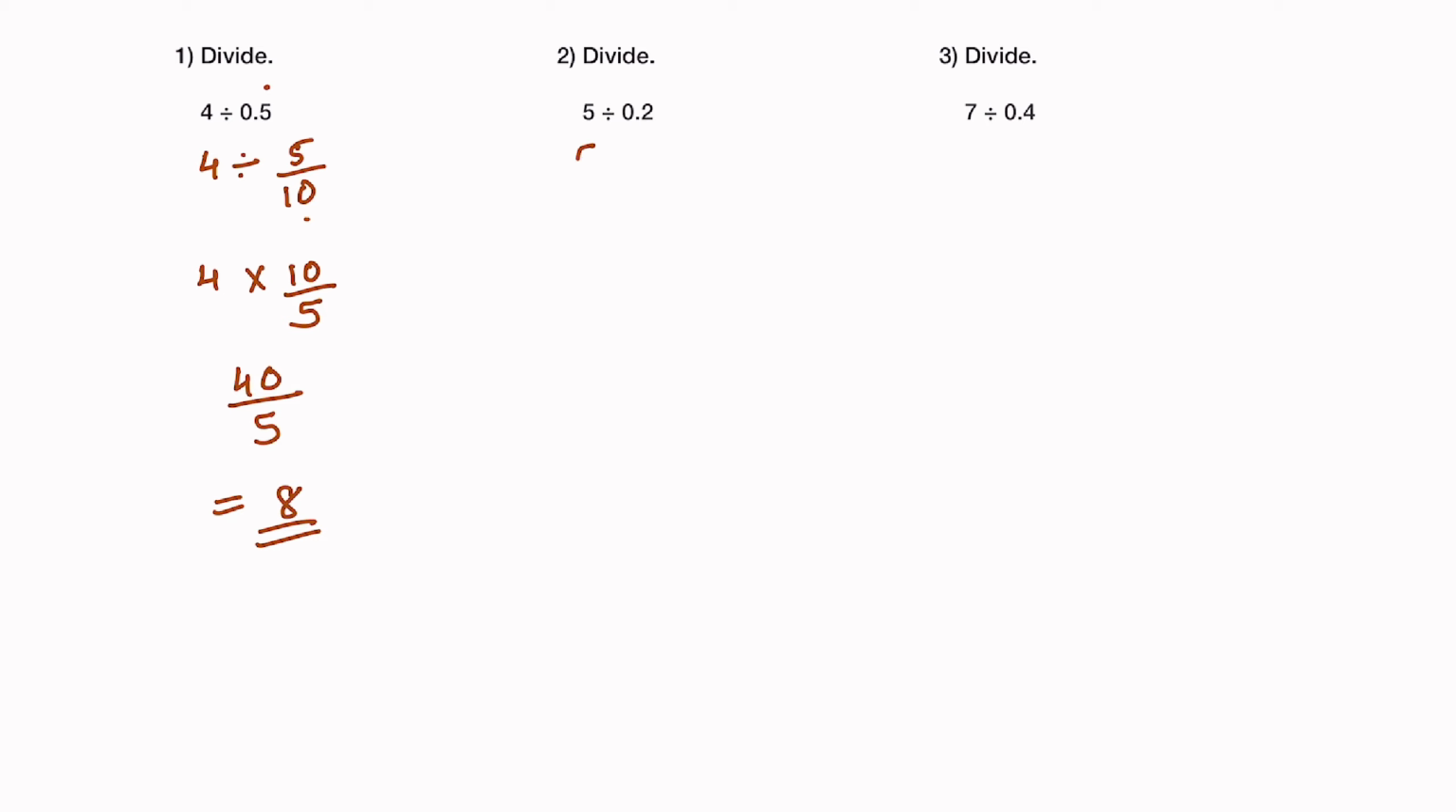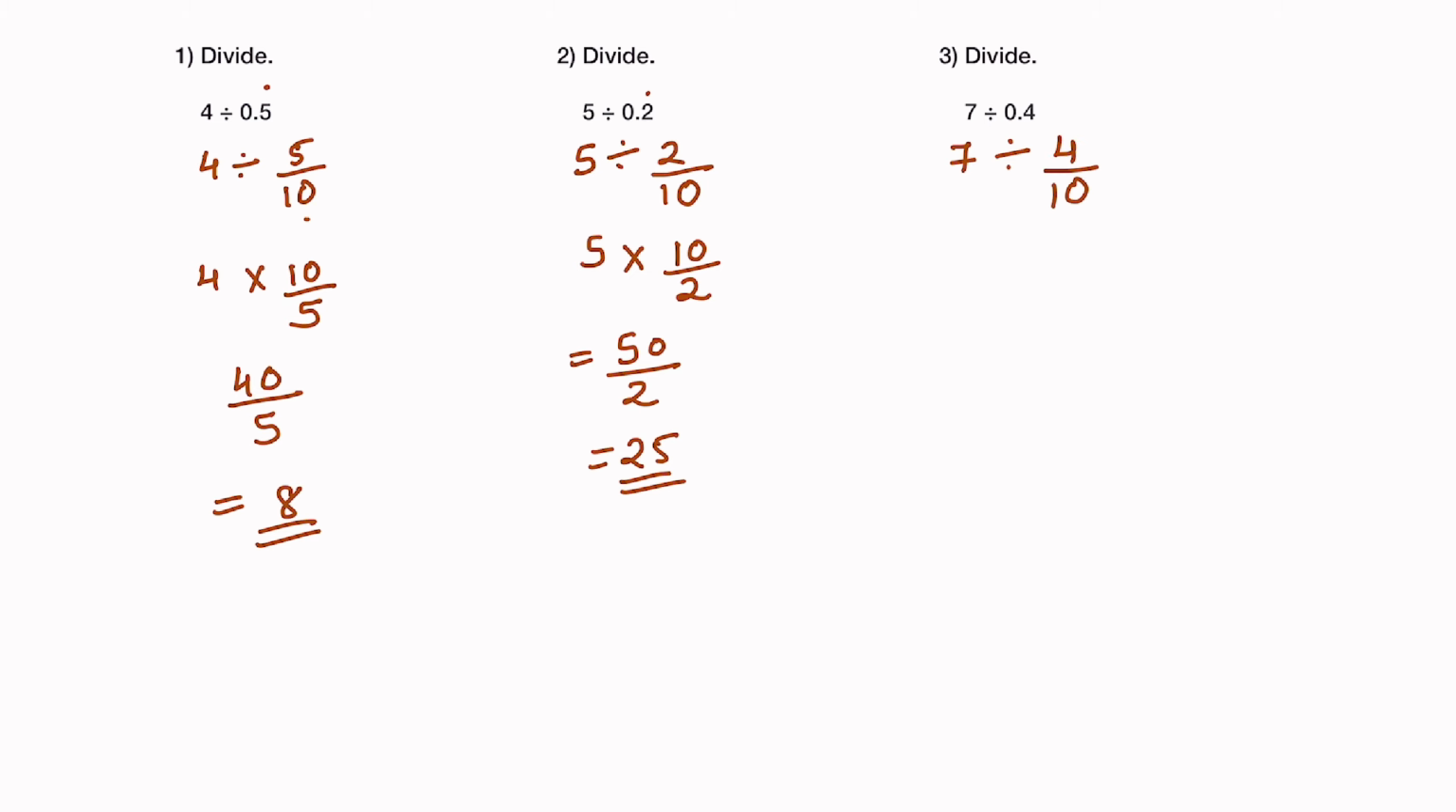The next one here, 5 divided by 0.2. So it's 0.2. How many decimal places? Just one. So we say 2 upon 10. That's 5 times. We change division to multiplication and also the fraction inverses. So that's 5 times 10 is 50 upon 2, which is 25. Next, 7 divided by 0.4. So that's going to be 4 upon 10.